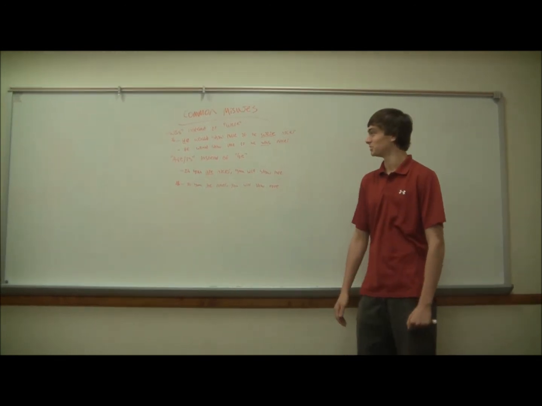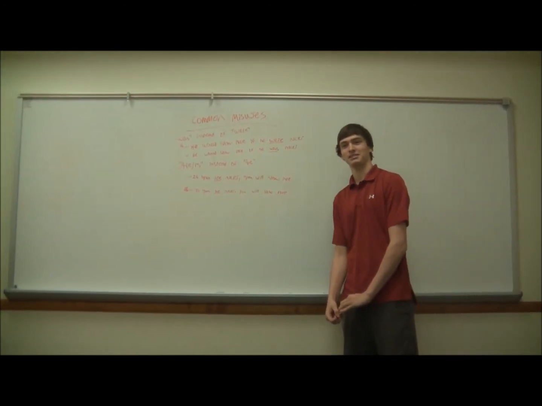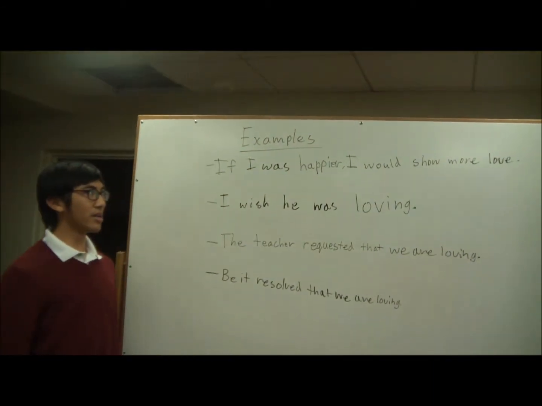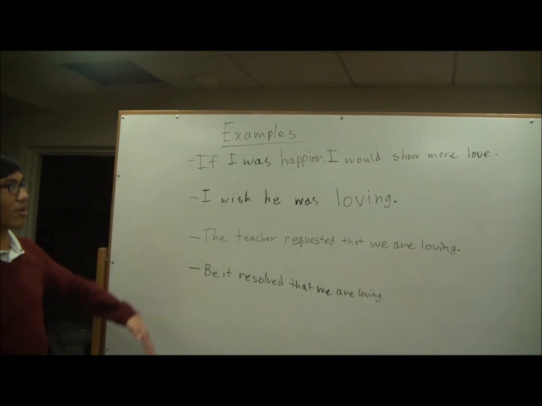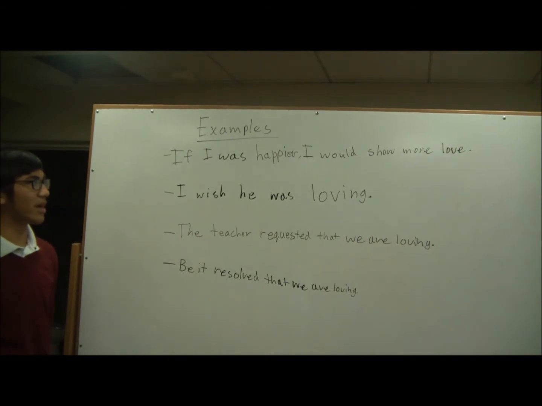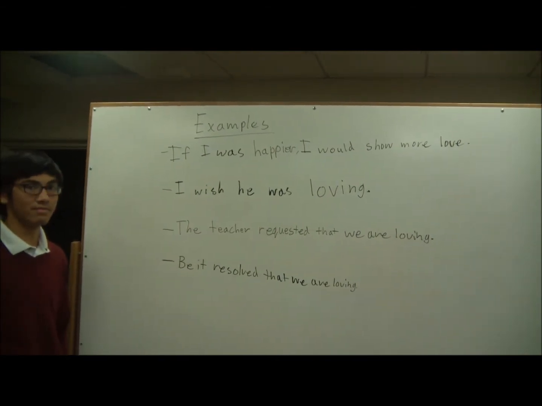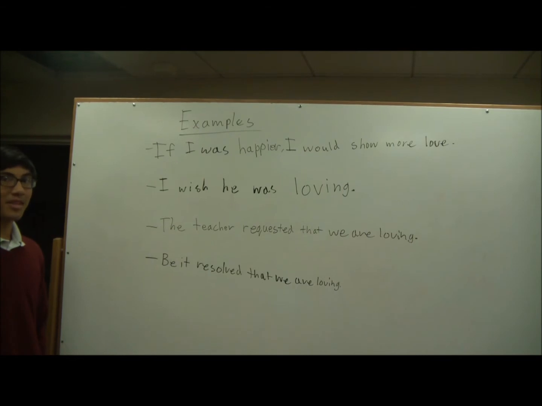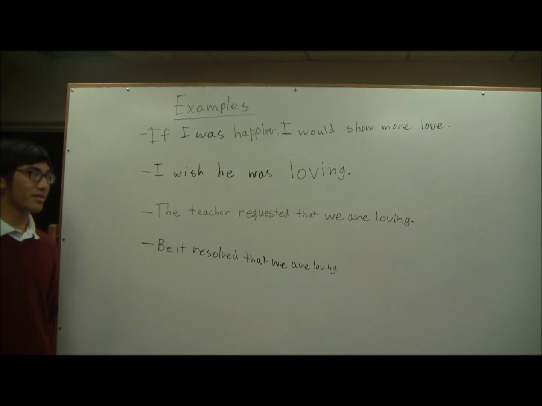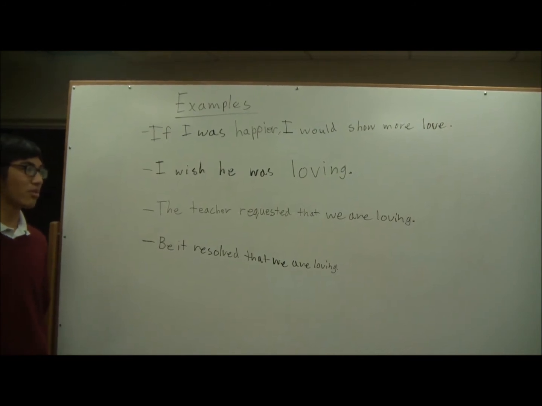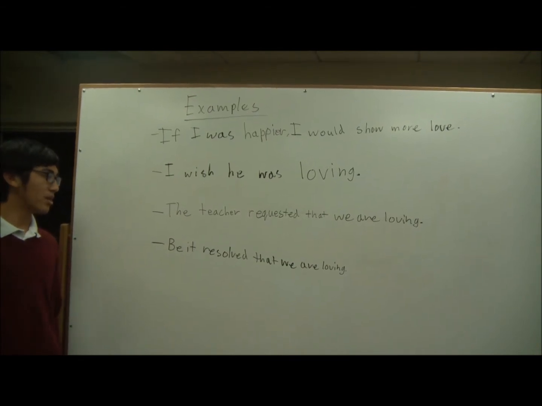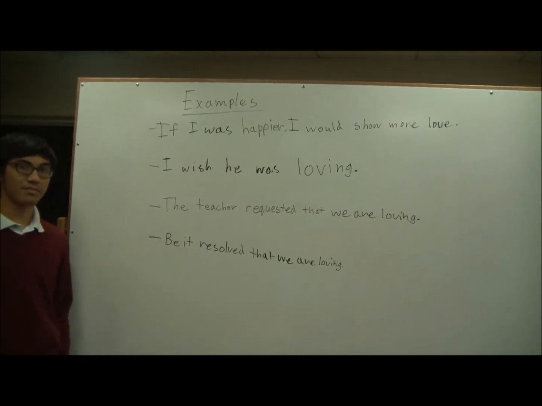So there's the subjunctive mood for you guys. I hope you learned something today. And now the review of the misuse of the subjunctive mood. Here are examples of them being wrong, and you have to figure out what's wrong with them. First example: if I was happier, I would show more love. Number two: I wish he was loving. Number three: the teacher requested that we are loving. And the last one: be it resolved that we are loving.